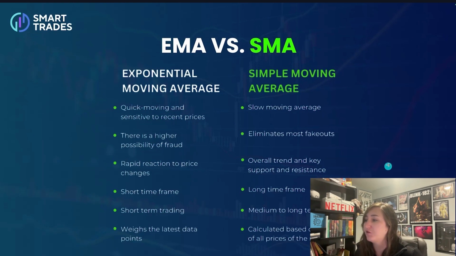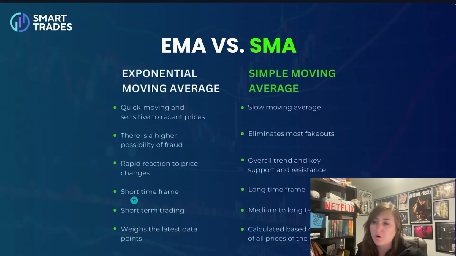The SMA shows the overall trend and key support and resistance levels we can take a look at. So maybe on the daily time frame, we see we're coming up on the 200 SMA, and maybe it's resisting that level. Maybe we could expect to take more shorts throughout the day.